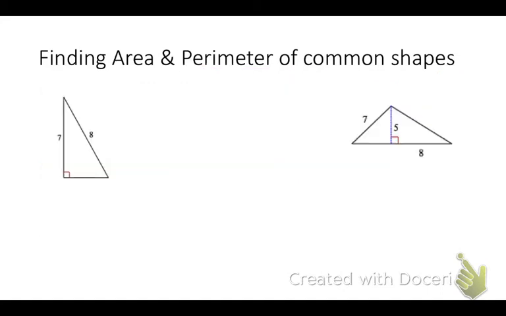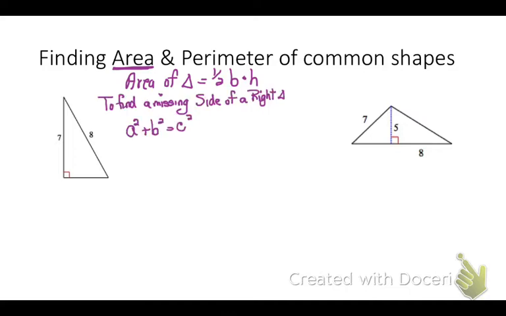What if I get a triangle like this, where I want to find the area and perimeter of this triangle, but I've only been given 2 sides of the triangle, and I really need all 3 sides? Okay, so to find the area, I know that area of a triangle is 1/2 base times height. If I don't know a side of a triangle, if it is a right triangle, I can use what is called the Pythagorean theorem, which is a squared plus b squared equals c squared.